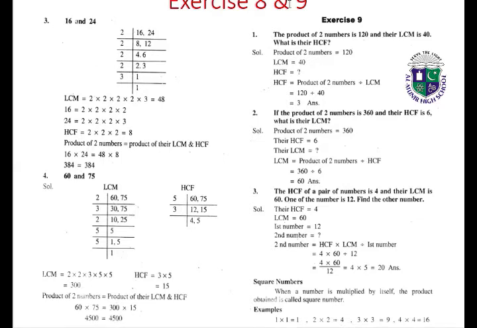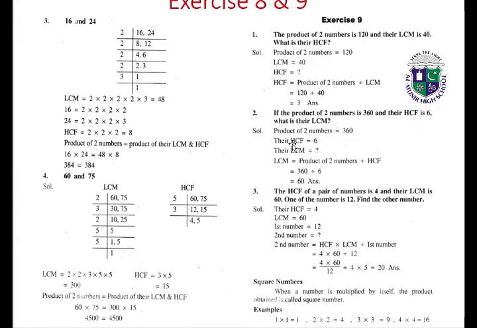Exercise 9. The product of two numbers is 120 and their LCM is 40. What is their ACF? Product of two numbers equals 120, LCM, least common multiple, equals 40. ACF is the question, find the value of ACF. ACF is product of two numbers divided by least common multiple. 120 divided by 40, 0 and 0 cancel, 4 3s are 12, 3 is your ACF. Highest common factor is 3.